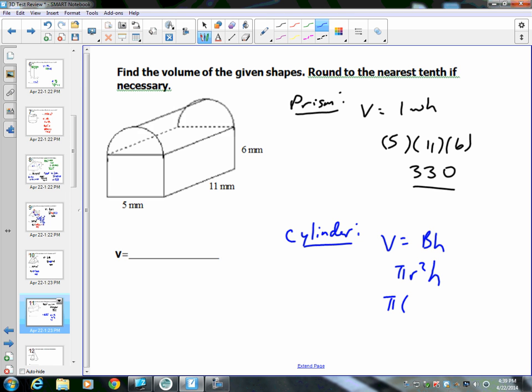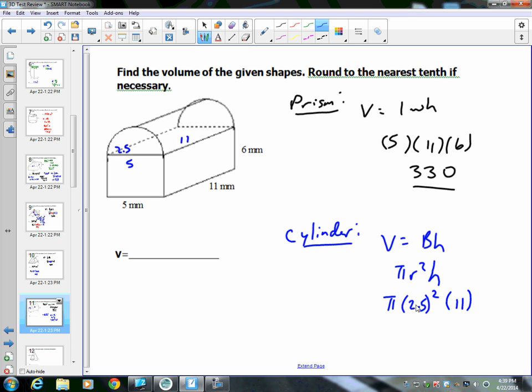R is the radius. Well, we got to think about this a little bit because it doesn't tell us any numbers up here. It does tell us that this part is 5, so that means this up here is 5. And this is all the way across the circle, so that would be our diameter. The radius would be half of that, which would be 2.5. So our radius is 2.5. Our height is the distance between the two circles, between the bases. That would be this distance right here, which is 11. So our height is 11.